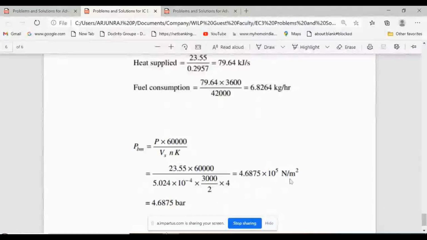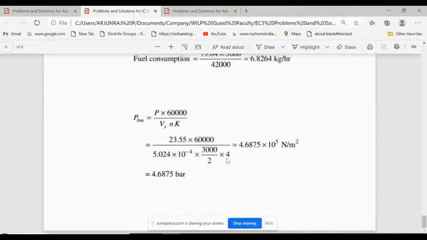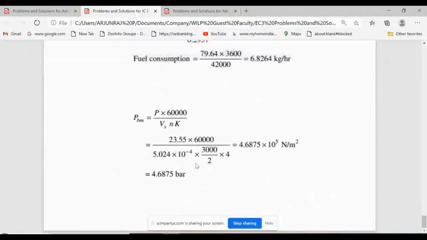And you see, I told you 1 Newton per meter square is nothing but 1 Pascal, and 1 Pascal is nothing but 1 by 10 power 5 bar. So this 10 power 5 gets cancelled. So this Newton per meter square is a Pascal, and it converts to a bar. So finally you need to have the value in terms of bar. Okay. So the unit is also very much important.